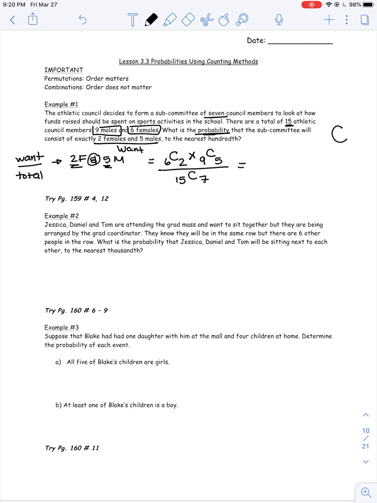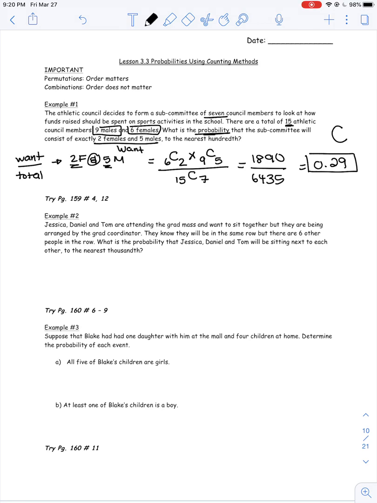So we're going to put the top, 6 choose 2 times 9 choose 5, into our calculator. We should get 1890 over, if you put in 15 choose 7, you should get 6,435. Now we're going to write it to the nearest hundredth. So in your calculator, you're going to divide these two numbers, and you should get 0.29 to the nearest hundredth. So that's our answer.